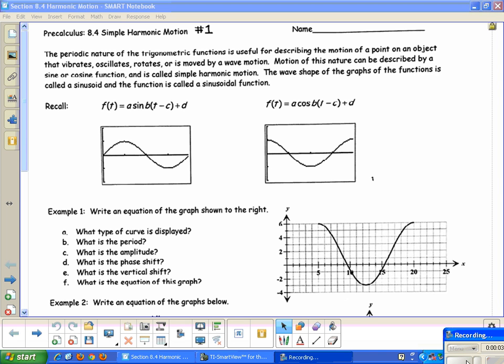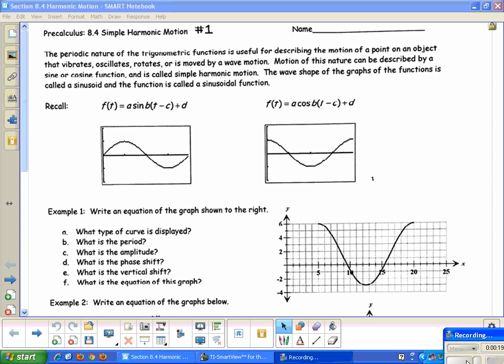Section 8 for simple harmonic motion. The periodic nature of trigonometric functions is useful for describing the motion of a point on an object that vibrates, oscillates, rotates, or is moved by a wave motion. Motion of this nature can be described by a sine or cosine function and is called simple harmonic motion.